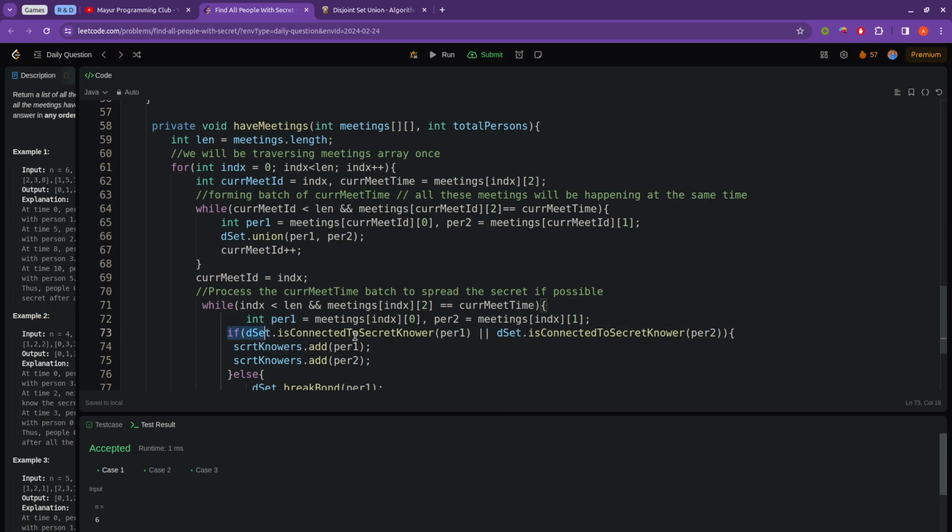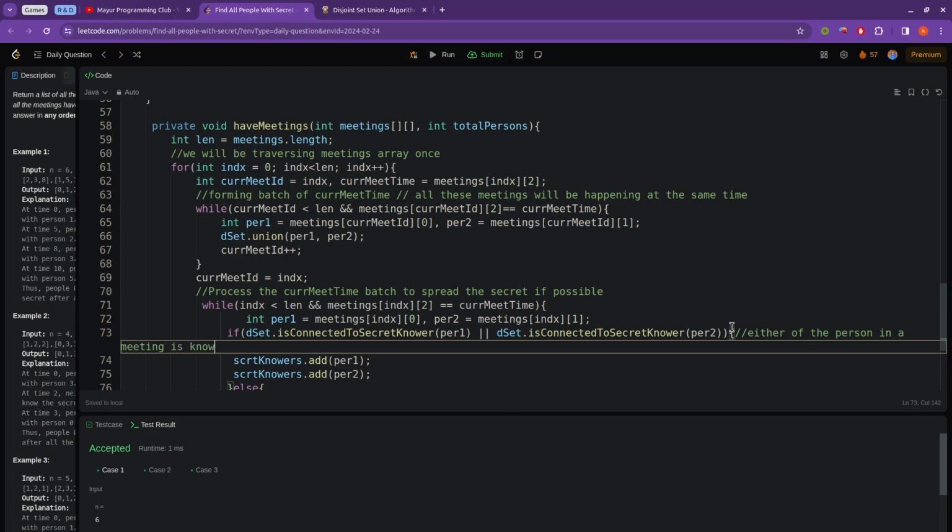So let's say either of the persons in a certain meeting is knowing the secret, then you will add both of these persons to the secret knower group.